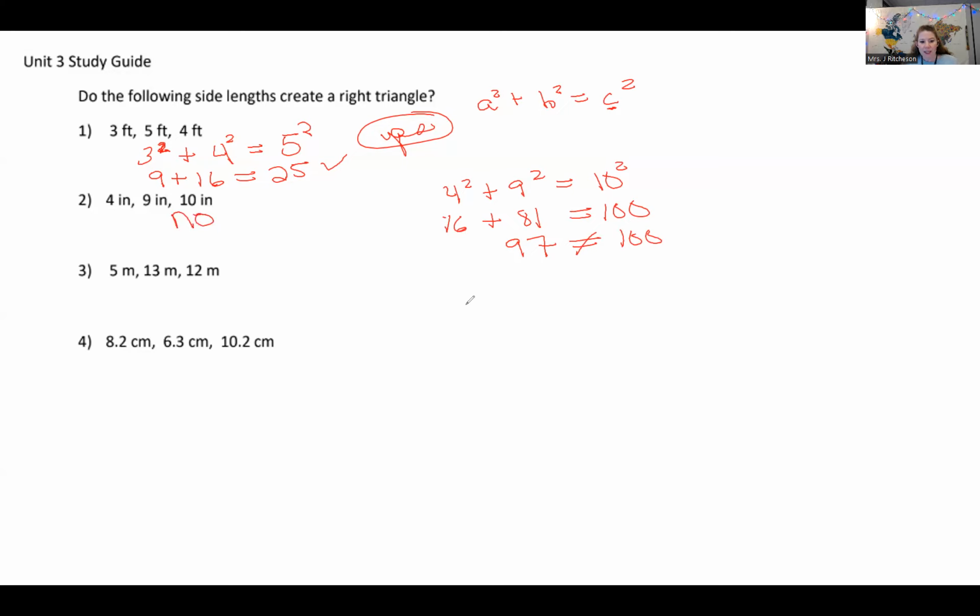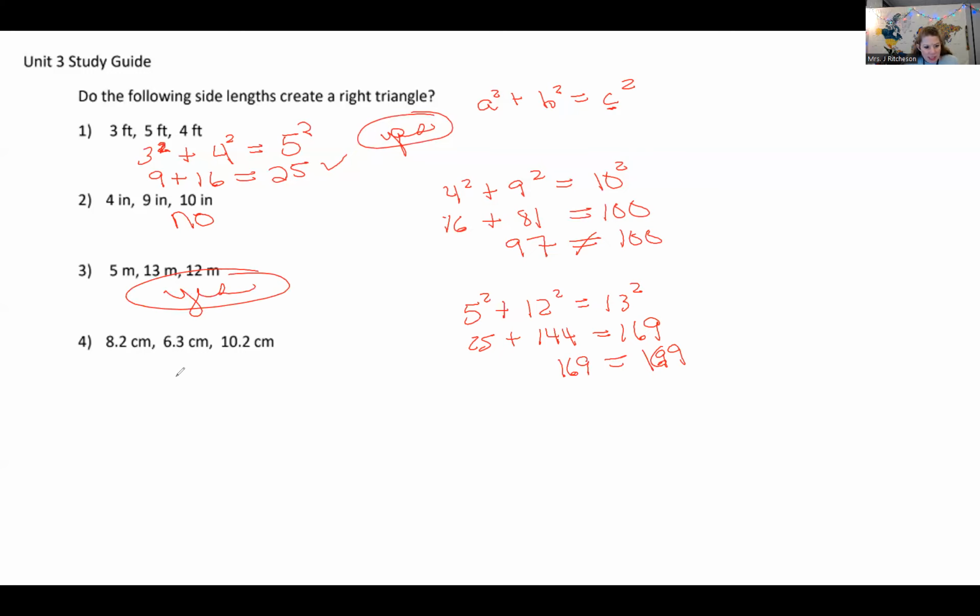Number 3, let's do 5 and 12 for the legs. The biggest side, the longest side must be C. 5 squared is 25. 12 squared is 144. And 13 squared is 169. And this is actually true. 169 does equal 169. So number 3 is yes.